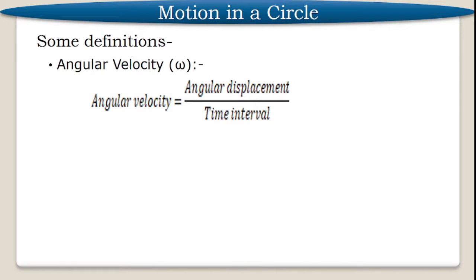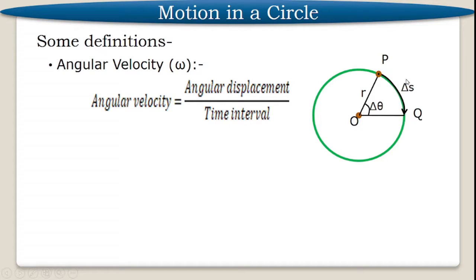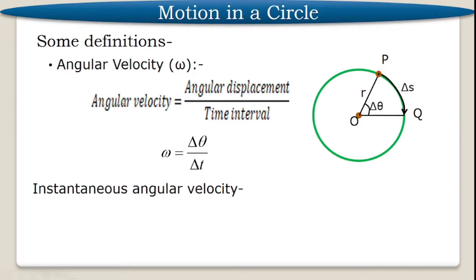And angular velocity is equal to angular displacement upon time interval. This is the figure here. Del theta represent the angular displacement. Suppose this angular displacement is obtained in time interval del t, then omega will be del theta by del t, where del theta is angular displacement and del t is time interval. This is the angular velocity.